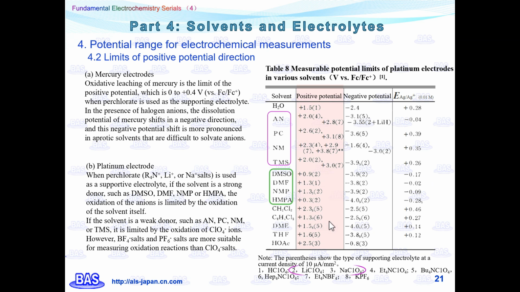In aqueous solution, even when measured with a mercury electrode in the negative potential direction and a platinum electrode in the positive potential direction, the overall measurable potential range is below 5 volts. Therefore, from the point of view of the potential range, organic solvents are more advantageous, and those various electrode reactions that are not possible in aqueous solutions can be carried out in organic solvents.